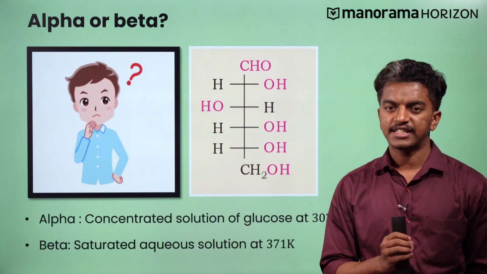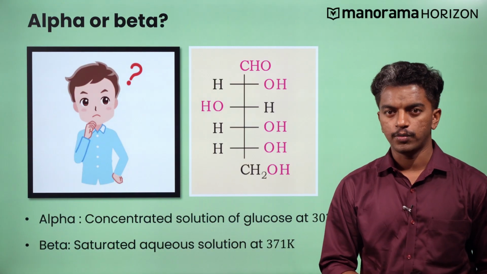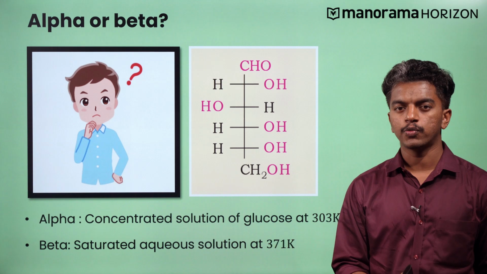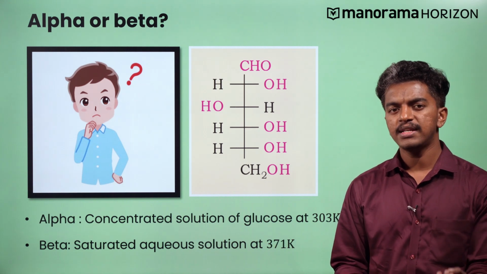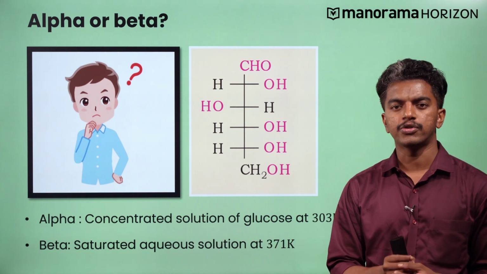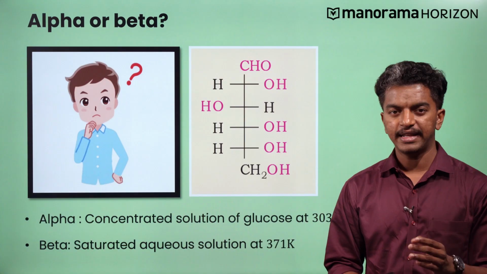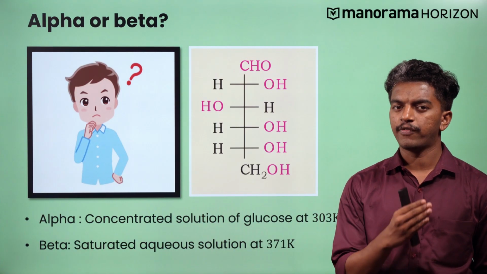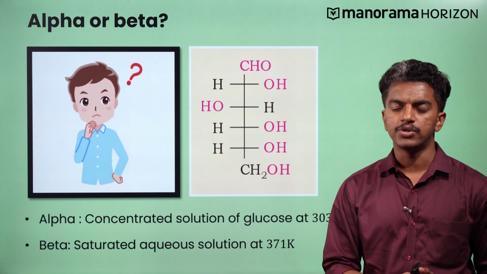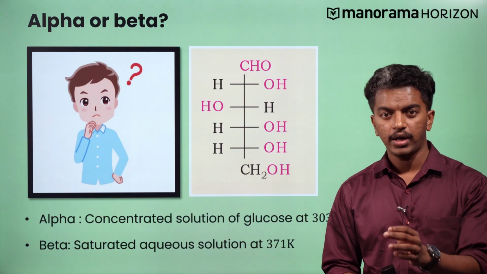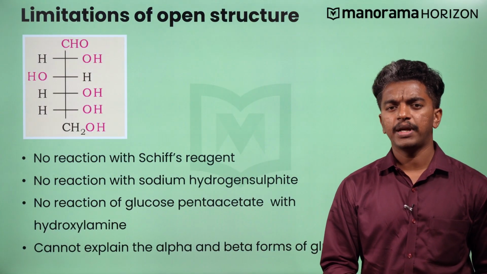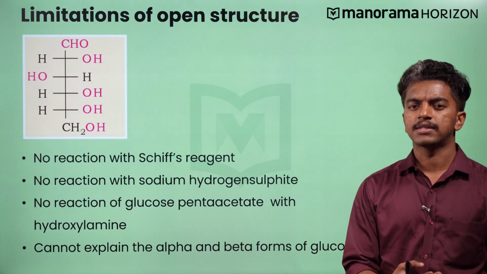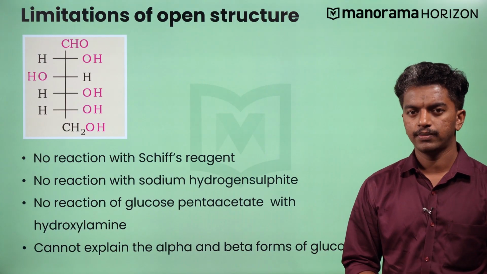Further, glucose exists in two different crystalline forms, alpha and beta. The alpha form of glucose was obtained by the crystallization from a concentrated solution of glucose at 303 Kelvin, while the beta form was obtained by crystallization from a hot and saturated aqueous solution at 371 Kelvin. In order to explain the above mentioned experimental observations, a modified structure was proposed for glucose.